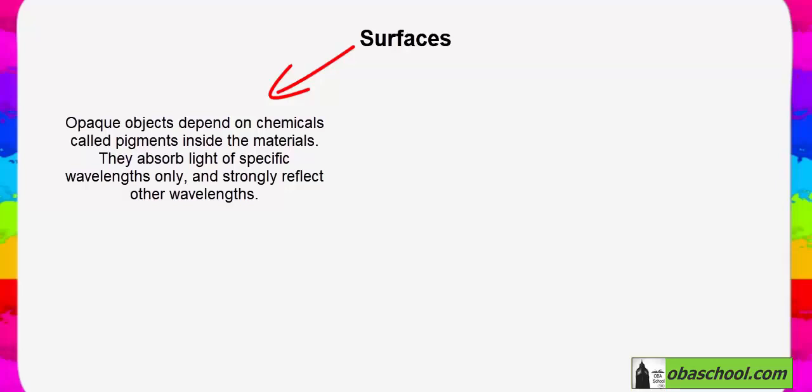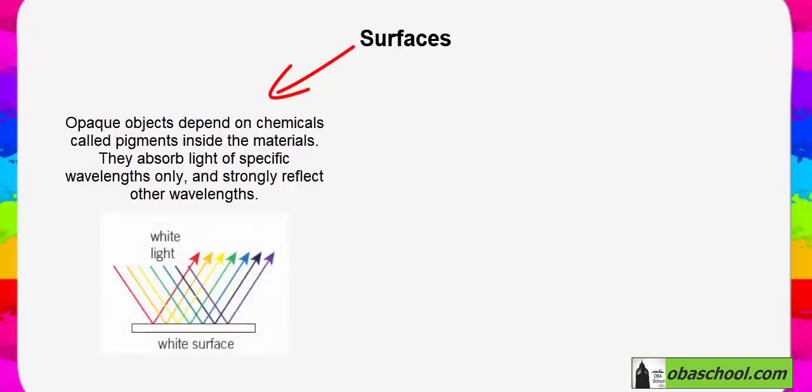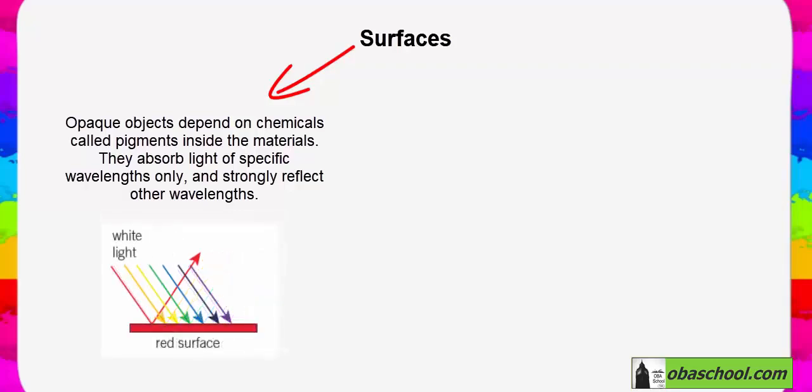What are examples of this? First, white surfaces have no pigments, so none of the colors or wavelengths will be absorbed. All of them will be reflected, and that's why we see it white. Second, a red surface, for example, as you can see, absorbs all colors except red. Red wavelength is reflected, and that's why we see it red.